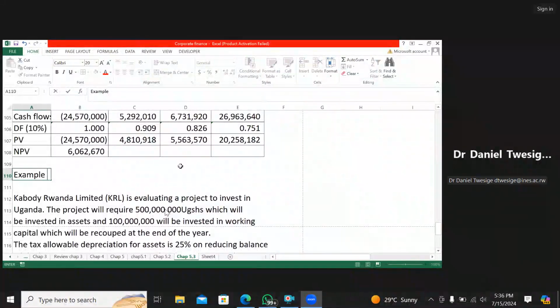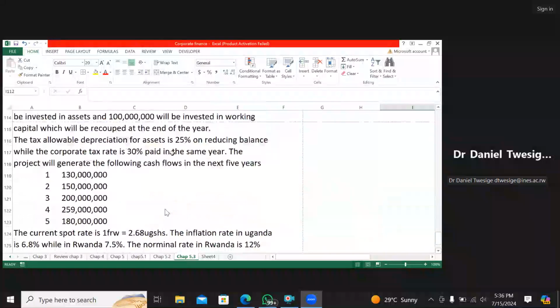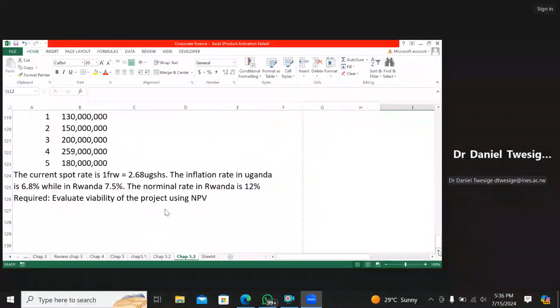So this is how it is. The tax allowable depreciation is 25% on reducing balance, while corporate tax is 30% paid in the same year. We generate the same cash flows in the next 5 years, 130, these are the cash flows. The current spot rate is 1 franc equals 2.68 Ugandan shillings. The inflation rate in Uganda is 6.8, while in Rwanda it is 7.5. The nominal rate in Rwanda is 12. Required: evaluate the viability of the project using NPV.